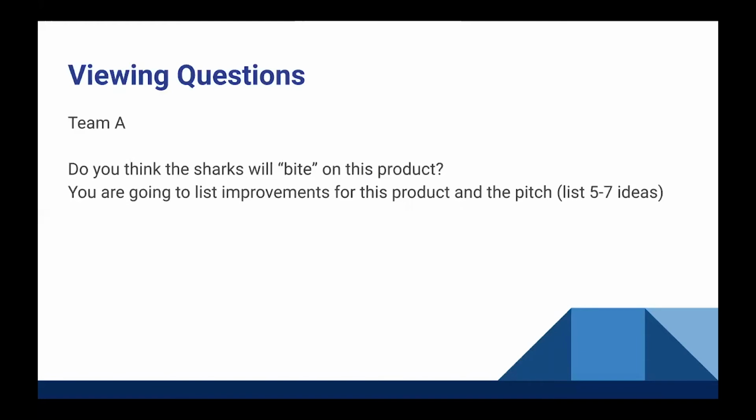Their question here is, you need to list improvements for this product in the pitch. What could be done to make this maybe more marketable or more interesting to the sharks? And then team B, they also answer that, do you think the sharks will bite? But now they're going to list the strengths of the product in the pitch. And so now both of these teams are working on the task as they go along, and we're going to then bring them all back into the same room.